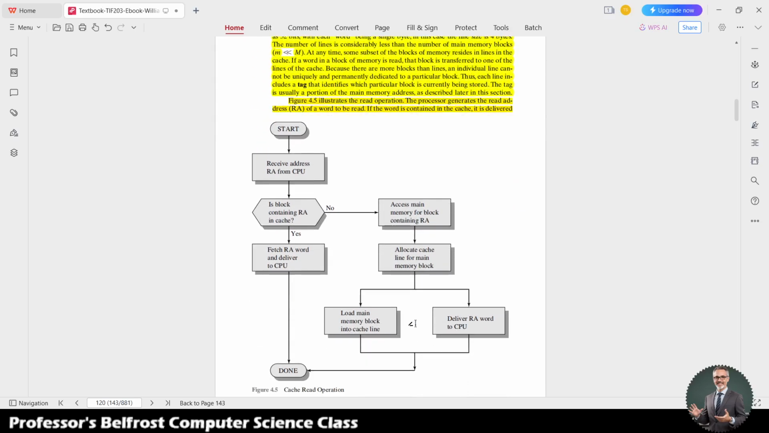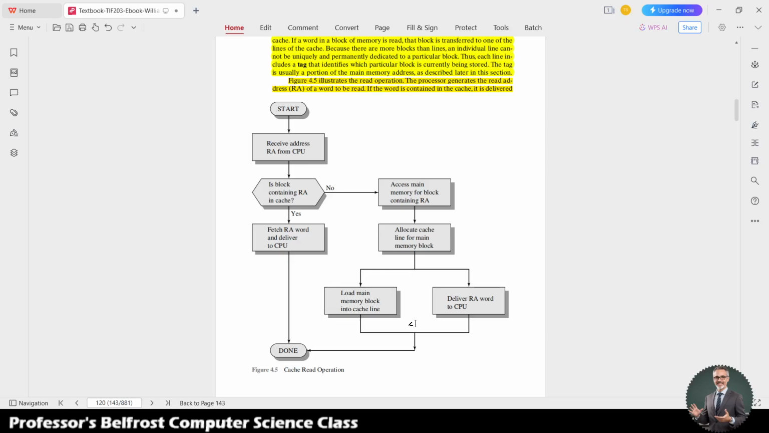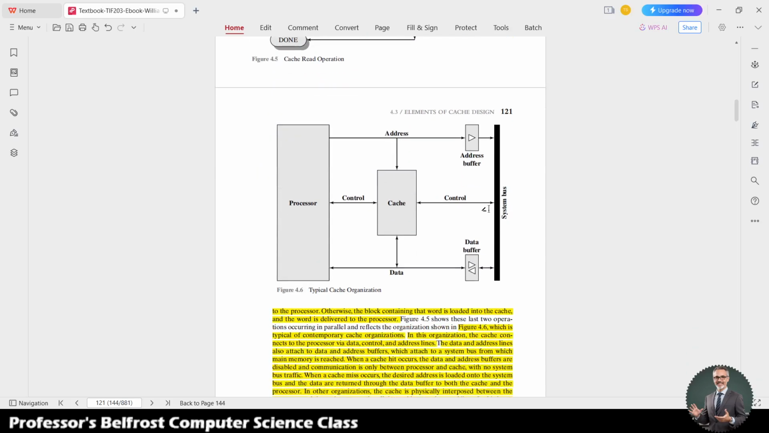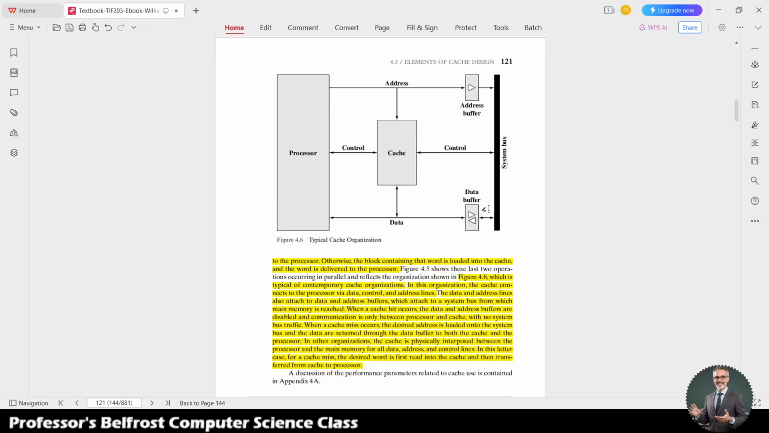Okay, let's see the operation by this flowchart. So this is the cache read operation. Okay, I want you to understand and evaluate this flowchart by yourself. And this is how the typical cache organization is done.